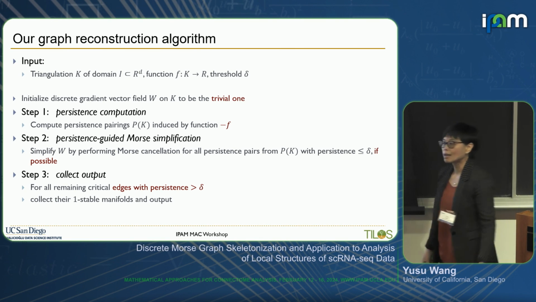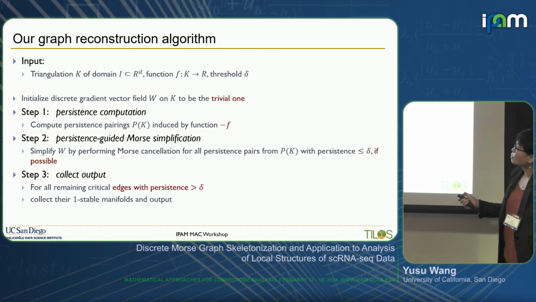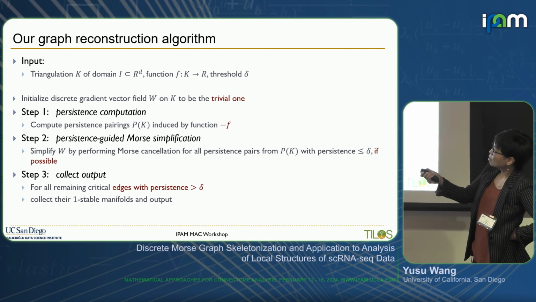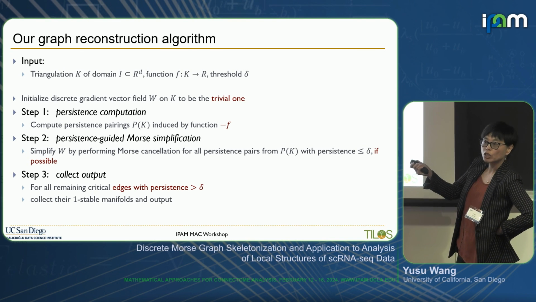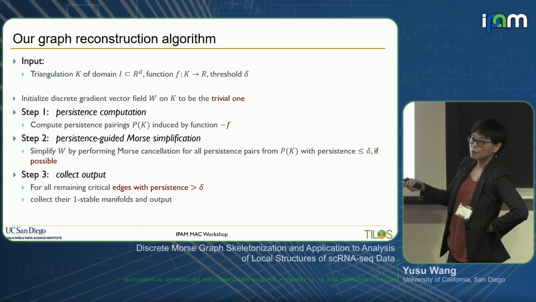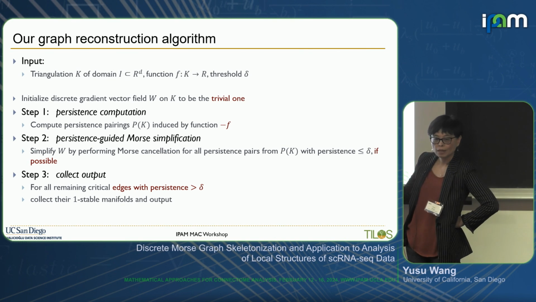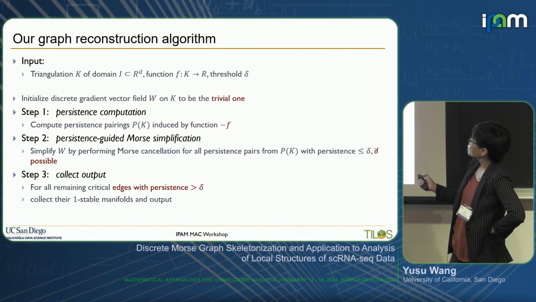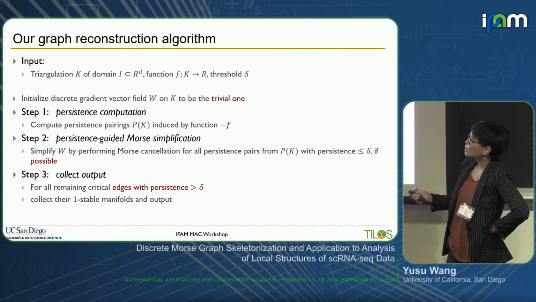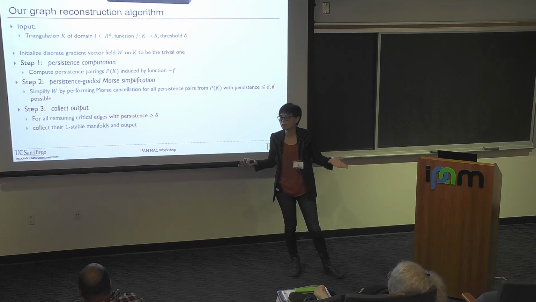Okay, so now we have all the ingredients, and we're ready to have our first algorithm. And it's quite simple. Suppose we're given a triangulation of our domain and some function given at vertices of this triangulation. I first simply compute the persistent homology, using the persistence algorithm to compute the pairing of all simplices. At the beginning, I have a trivial discrete gradient vector field. There are no pairs at all. Then, given a persistence threshold delta, I cancel out all the persistent pairs of simplices whose persistence is smaller than my threshold.